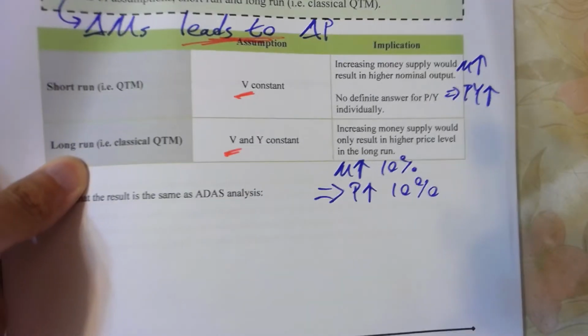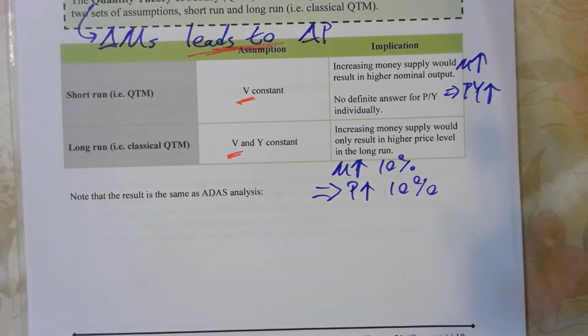Now, when we talk about short run and long run, I think some of you are already thinking, is it the same as ADAS? Obviously, it must be the same. If they are different, then it's a big problem. If the results are different, then one of them is wrong. So they must be the same.